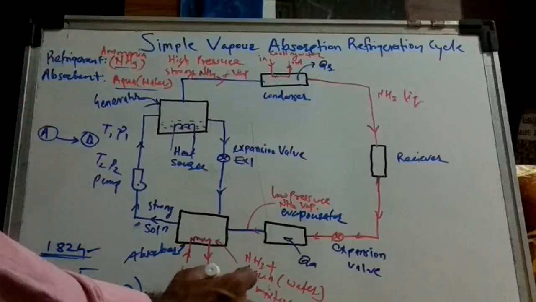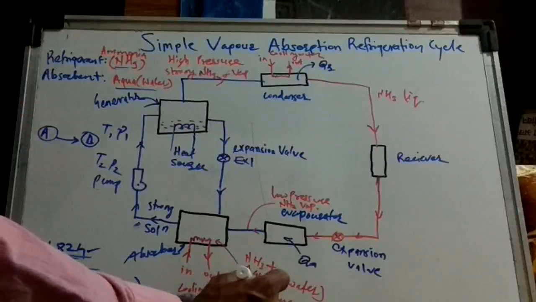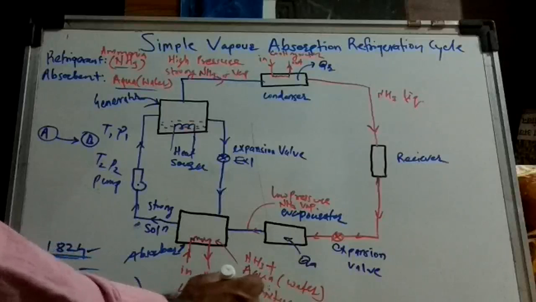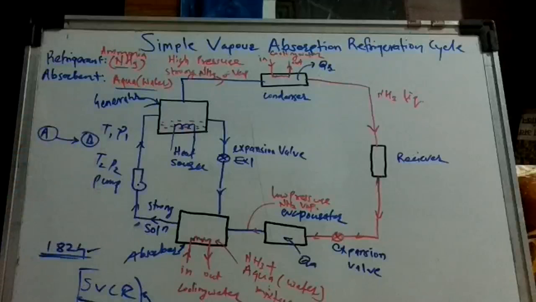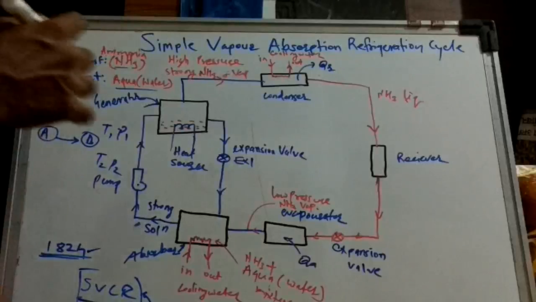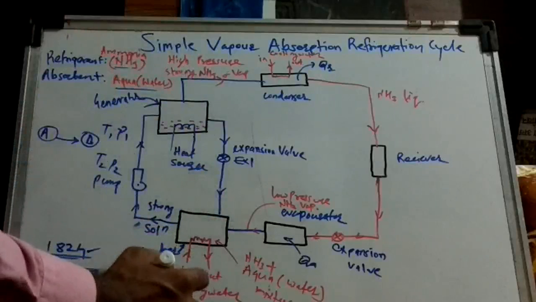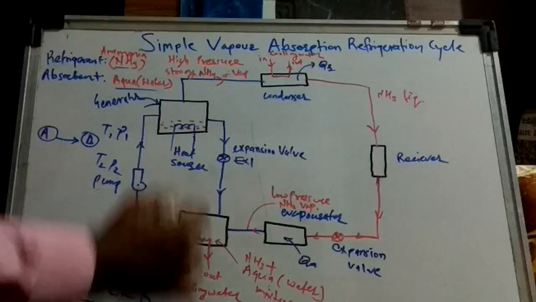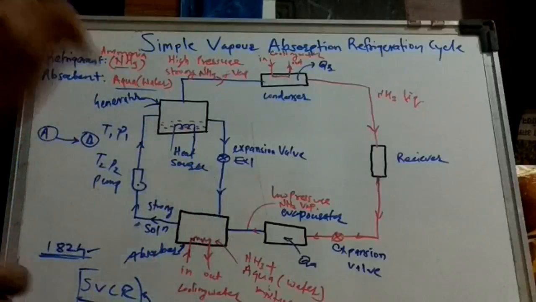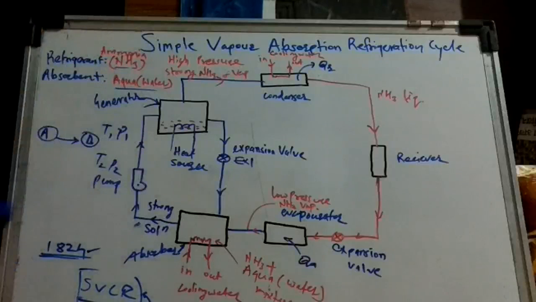So the compressor is replaced by an absorber, a pump, a generator and an expansion valve. These four components are extra here. The benefit is that the energy required to compress the gas is less. Instead of using mechanical energy for compression of the gas, we are here using heat energy, and only a small part of energy is required for the pump, that is mechanical energy. So let's see the working.